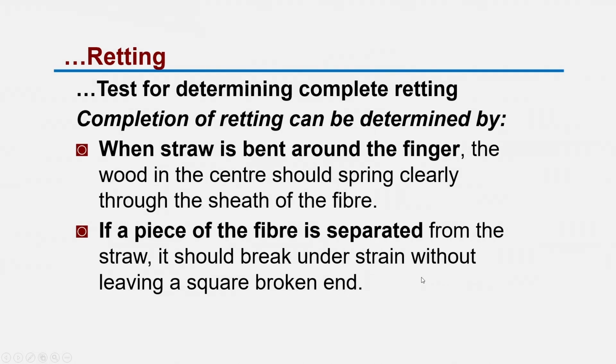Completion of retting can be determined by a number of methods or measures. When the straw is bent around the finger, the wood in the center should spring clearly through the sheath of the fiber. This is one. If a piece of the fiber is separated from the straw, it should break under strain without leaving a square broken end.